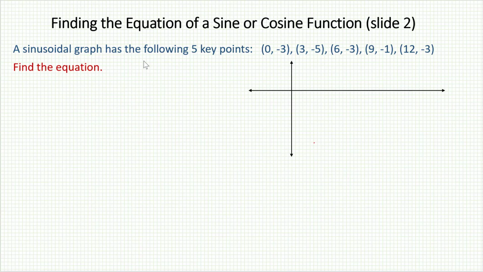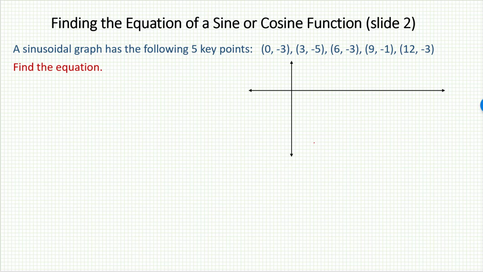Okay, let's try another one. This time, the only thing we're given is the 5 key points. So here they are. We're told that the graph is a sine or cosine graph. We want to find the equation. Well, I would certainly suggest you start by drawing a picture of what's going on here.